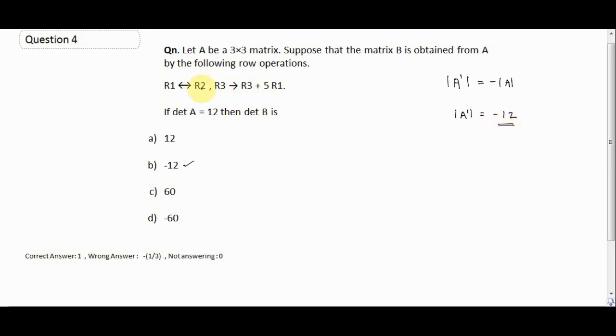So when we perform the first row operation, determinant value will become equal to minus 12, and following which if we do this second operation, the determinant value is not going to change as per property number 5. So here the right answer is option B, minus 12.